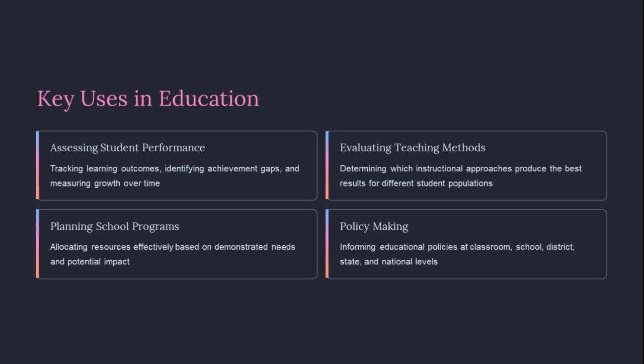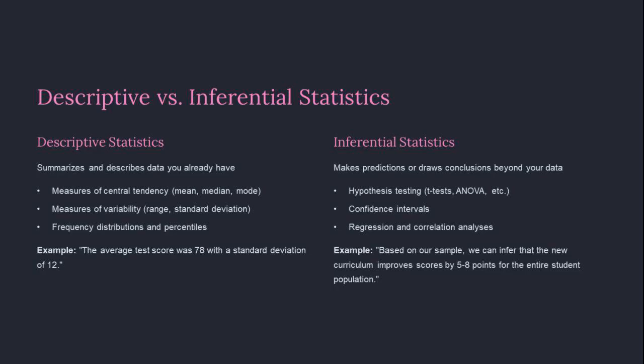Descriptive statistics summarizes and describes data you already have, while inferential statistics makes predictions or draws conclusions beyond your data. Descriptive statistics include measures of central tendency and variability, while inferential statistics involve hypothesis testing and regression analysis. Both are essential for interpreting educational data.